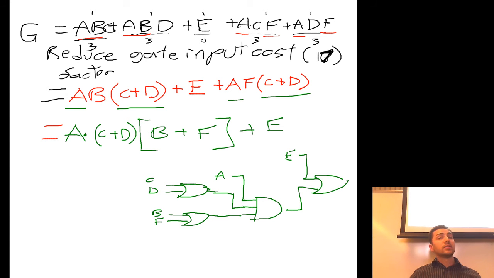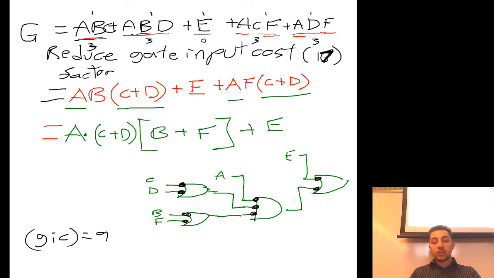Same equivalent function. Let's look at its gate input cost. 1, 2, 3, 4, 5, 6, 7, 8, 9. So our new gate input cost, GIC, is 9. We've gone from 17 gate inputs to 9 gate inputs. That reduces our size quite dramatically. Okay. It also reduces the complexity of our circuit.